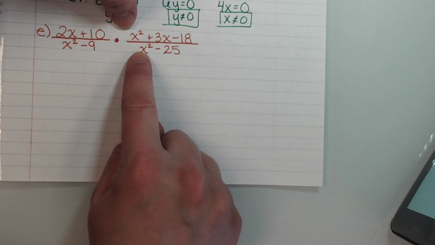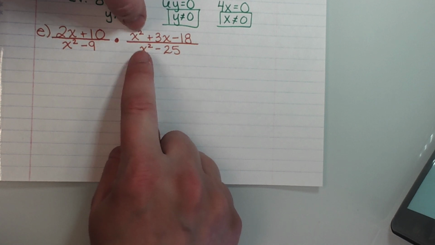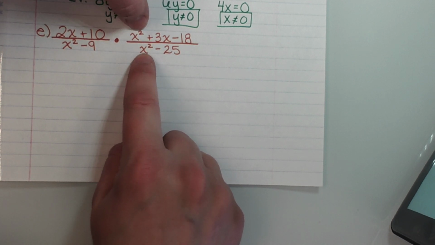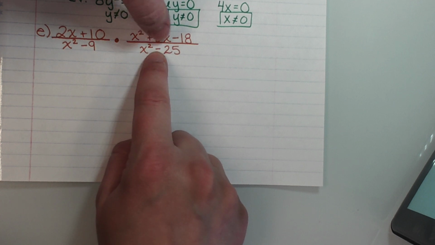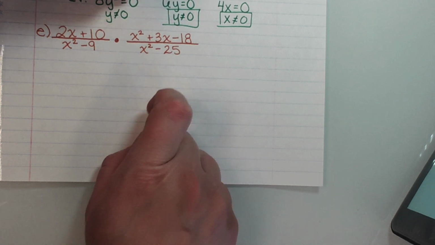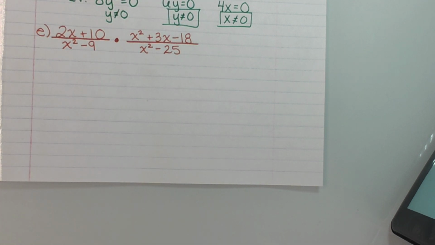No. People do it all the time. They try to cross that off. You cannot cross that off because these fractions have addition and subtraction. Which means the only way you're crossing anything off is if it is factored. Pluses and minuses all need to be in parentheses before you can cross anything off of them.